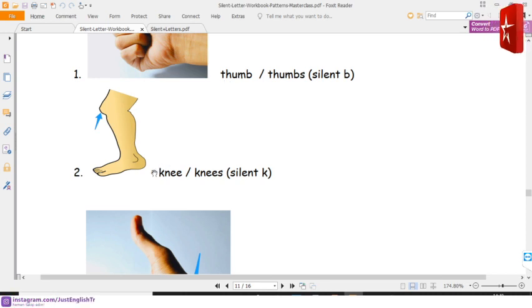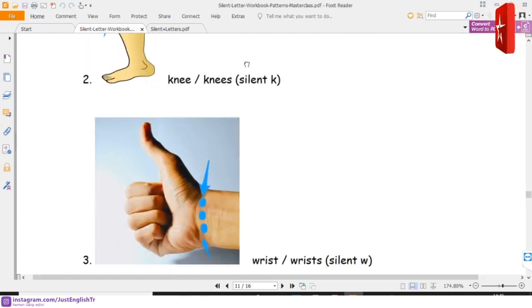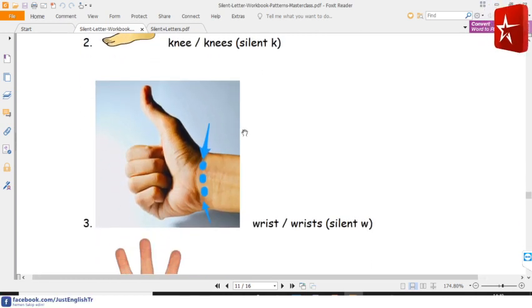And here, it means knee, plural knees. Like silent K here we have. Yes, we don't pronounce K, we pronounce just N, knee, knee. Okay, thumb, thumb. Number 3 was wrist in plural.